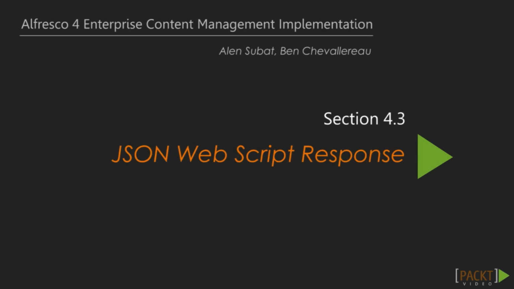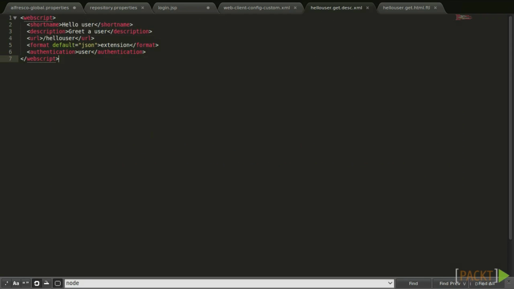Hi all, and welcome to the third video of section 4. In this video, we'll see how to use JSON in a web script implementation. JSON will help us manage, access, and use structured data exposed by Alfresco in our applications. Alfresco web scripts offer multiple response formats, and every client can access the default one, or explicitly ask for a specific response.